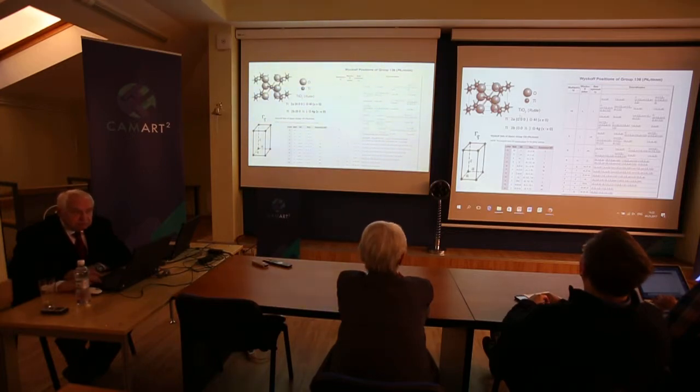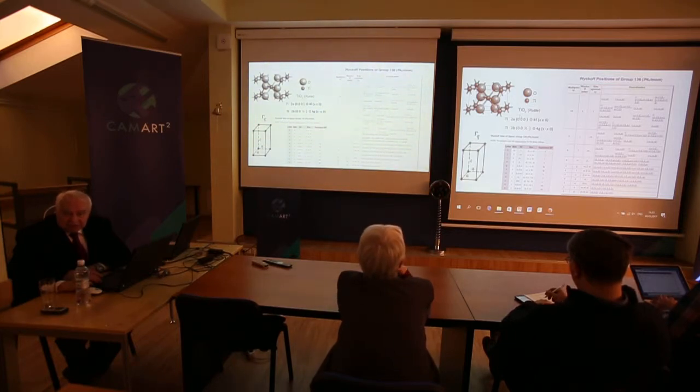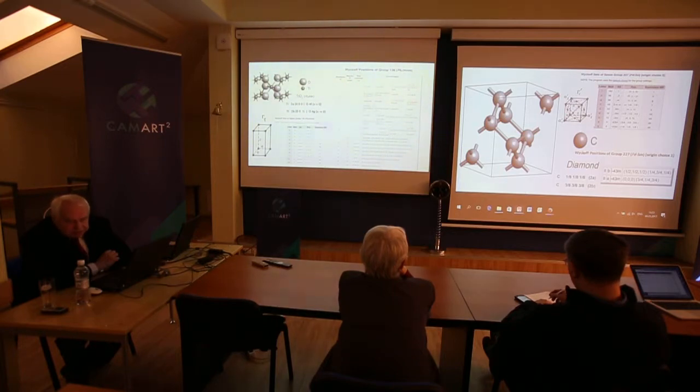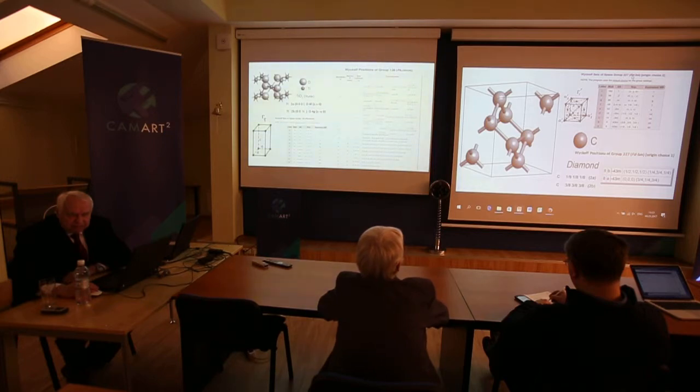Is it clear? I was thinking how to explain non-symmorphic, and I've chosen the rutile structure as the best representative of that. This is diamond, again non-symmorphic, but here the screw axis is absent. Here is a glide plane. Two equivalent, this is another space group. You see F means face-centered cubic.